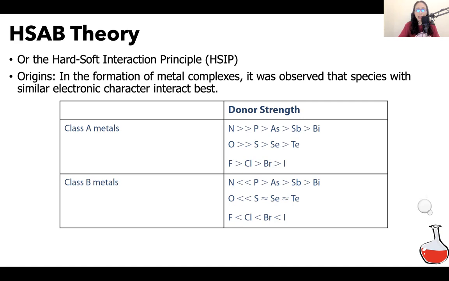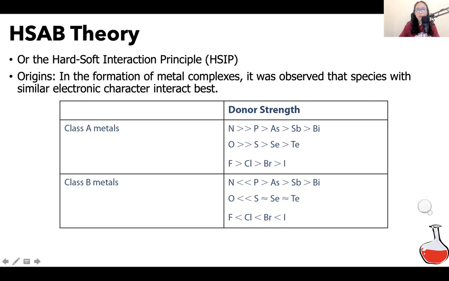Meanwhile, we have the class B metals. Your class B metals form more stable complexes if the molecule donates an electron from a phosphorus atom or a molecule that donates electrons from a sulfur atom, as we see here.